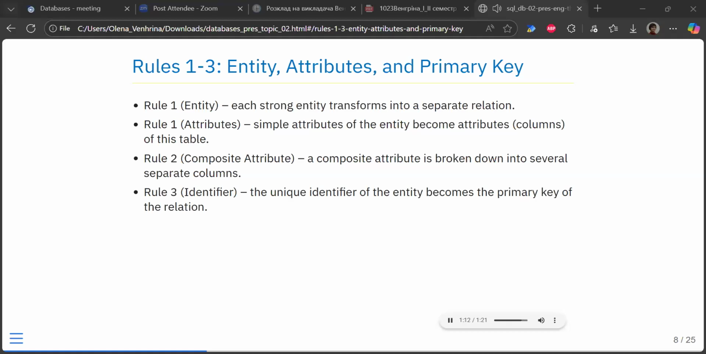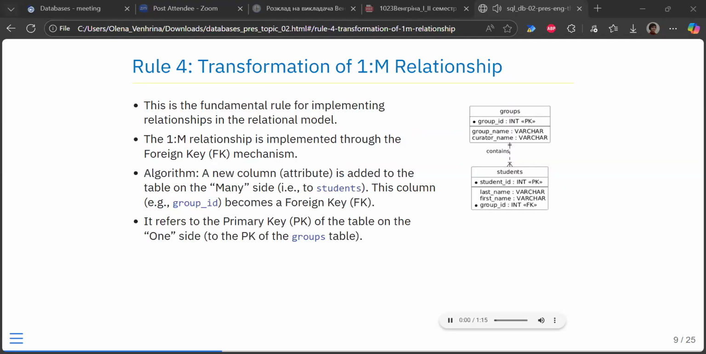So, we figured out how to create separate, isolated tables. Now for the most difficult part of the algorithm, how to implement connections between them. So, we have defined how to create isolated tables for entities. Now we must link them.